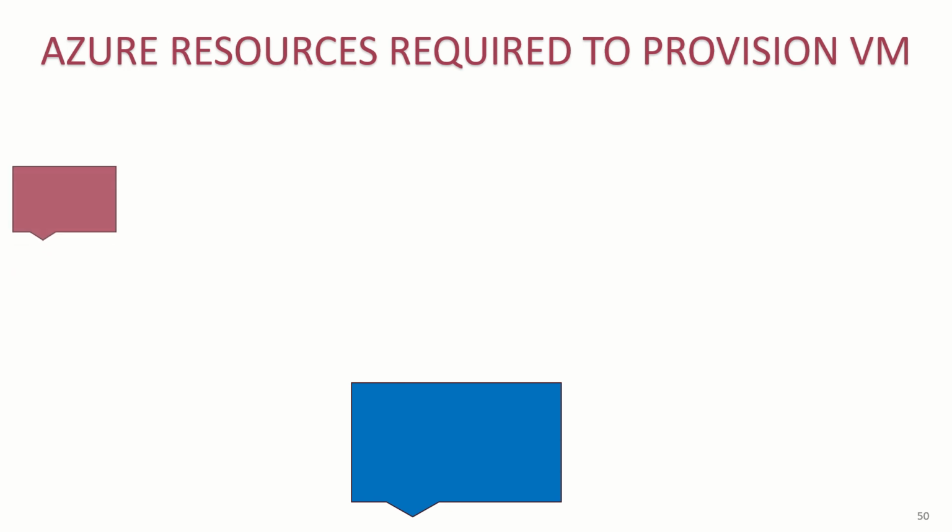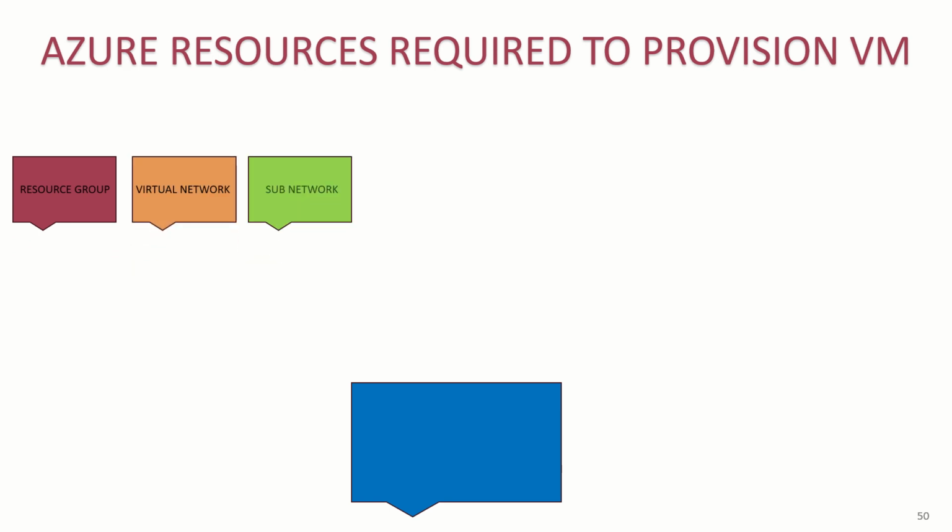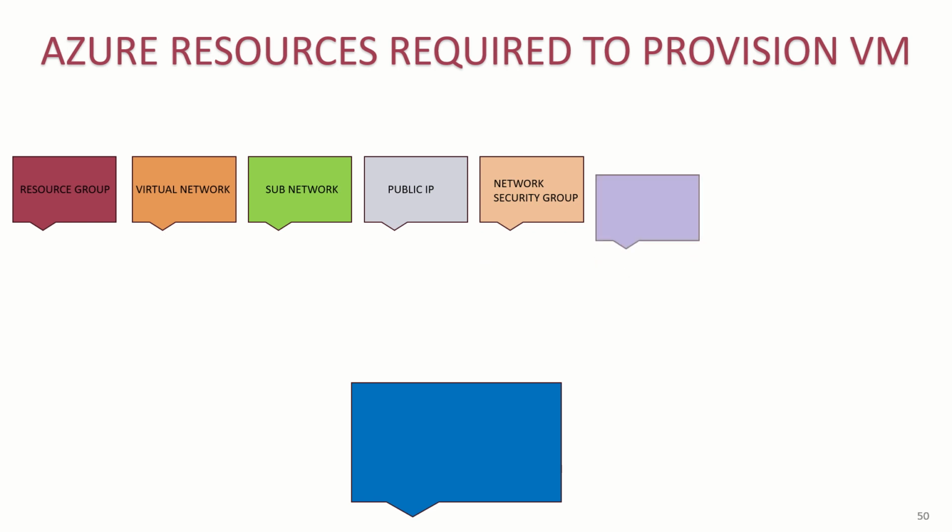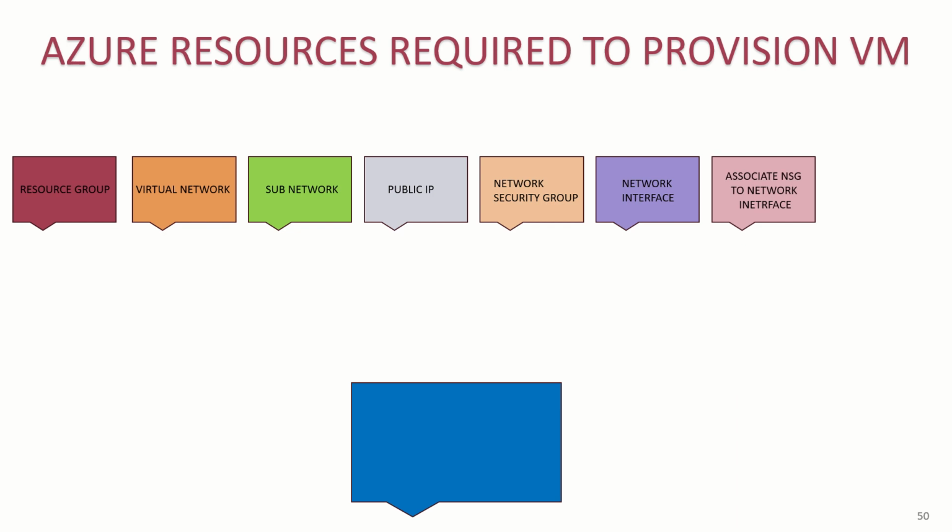The very first resource that is required is the resource group. The second resource that we need is the virtual network. The third resource that is required is the subnet. The fourth resource that is required is the public IP. The fifth resource that is required is the network security group. The sixth resource that is required is the network interface. The seventh resource that is required is the association between this NSG, that is network security group, and your network interface.